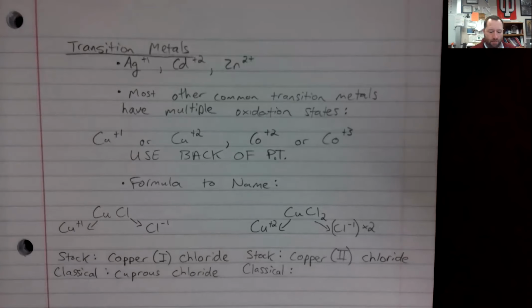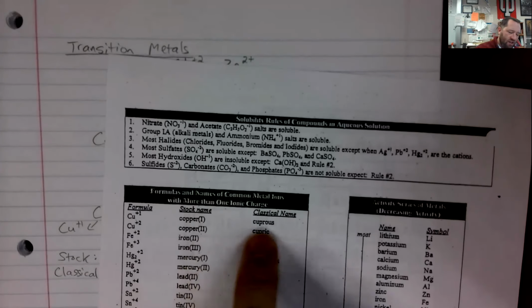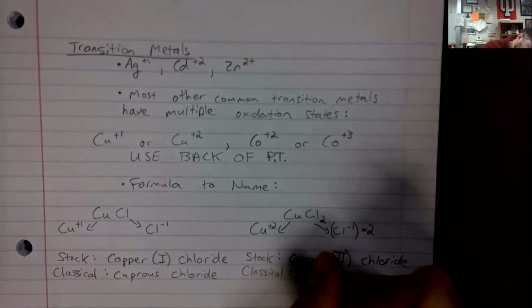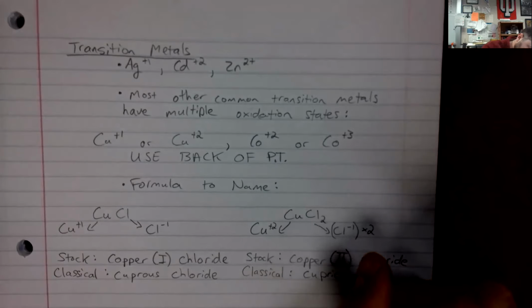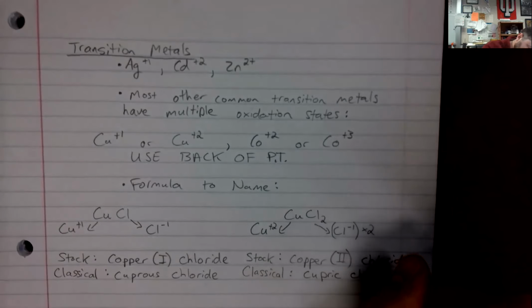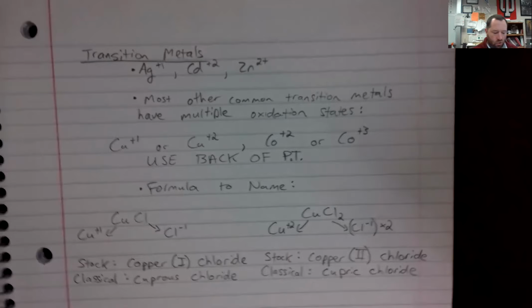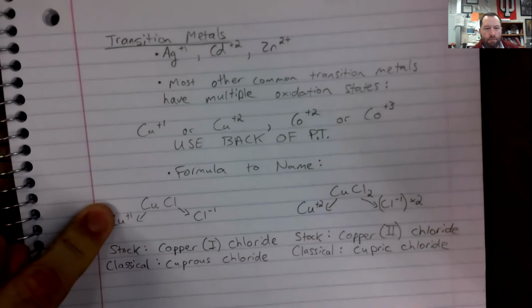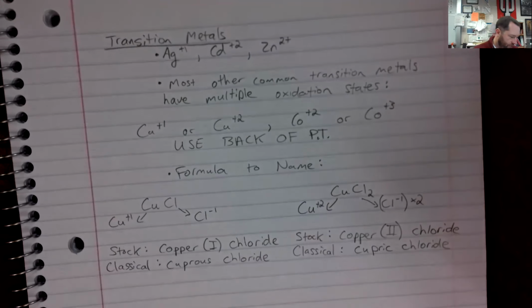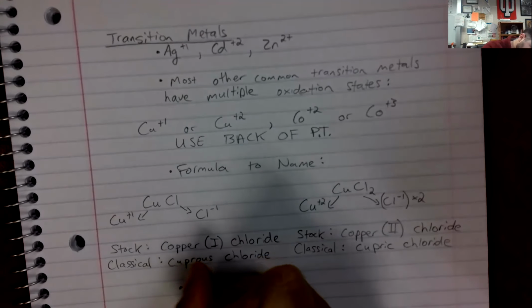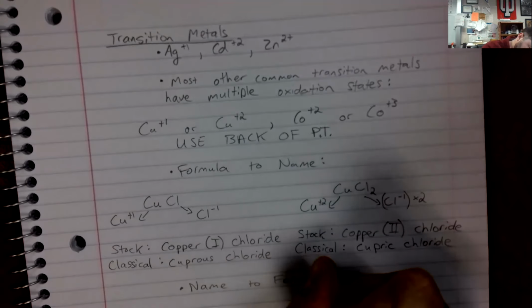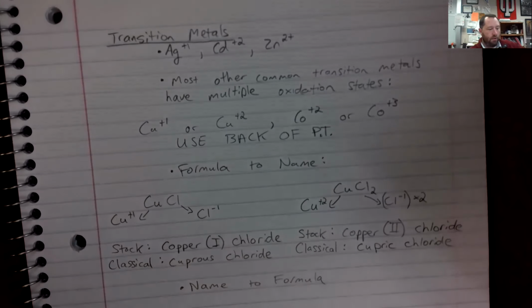And the classical name, again, we look at the backside here, classical name, cupric. So cupric chloride. All right, that's going from formula to name. How about the other way around? Name to formula.